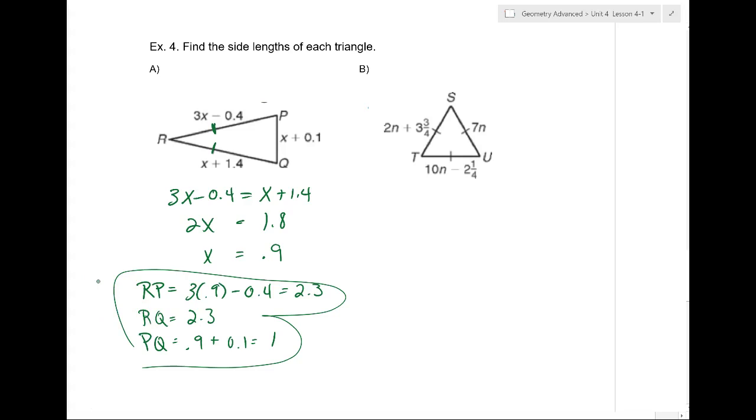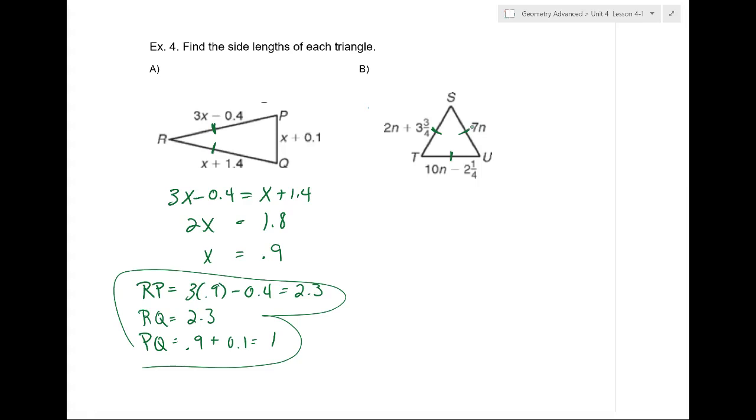Okay guys, let's look at the next one. What do I know? They're all the same. It's an equilateral triangle. So I know they're all equal. Now how many equations do I need though? I need 1 equation, right? I just need 1. So here's the cool part. Does it matter which 2 sides I set equal? No. So pick 2. What 2 sides are we going to use?